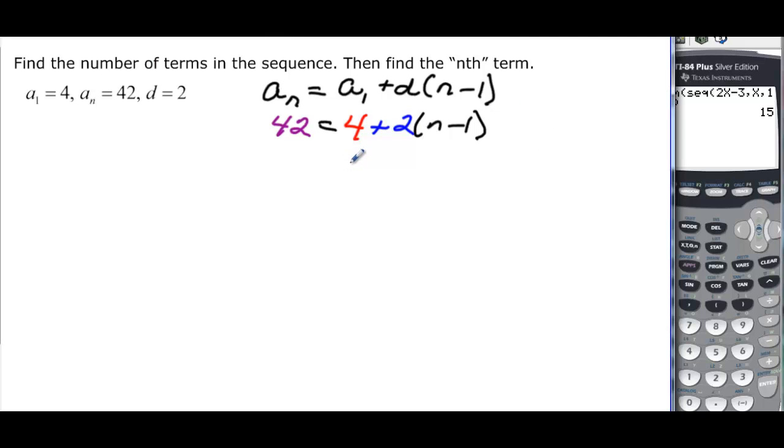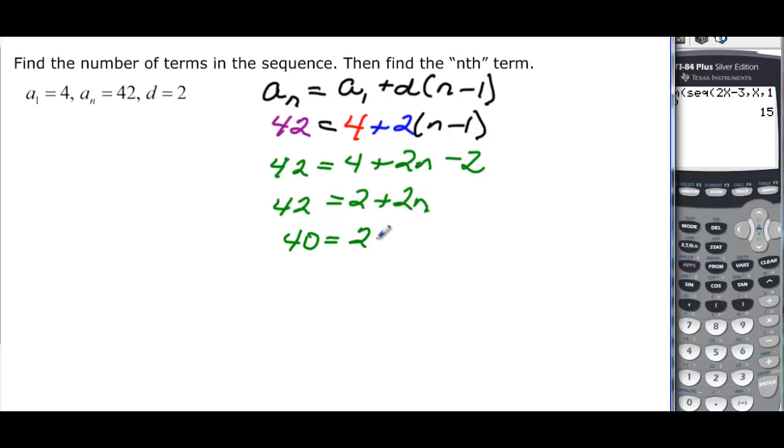Okay, so we just plugged in what we knew. Now we're going to just solve the equation. I am going to simplify over here. 42 is equal to 4 plus 2n minus 2. So 42 will be equal to 4 minus 2 would be 2 plus 2n. Subtract the 2 to get it to the other side. So I'd have 40 is equal to 2n. And if I divide by 2, I find out the n is equal to 20, which means 20 terms.